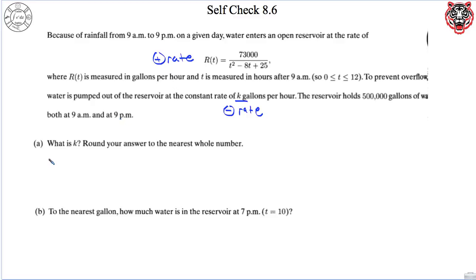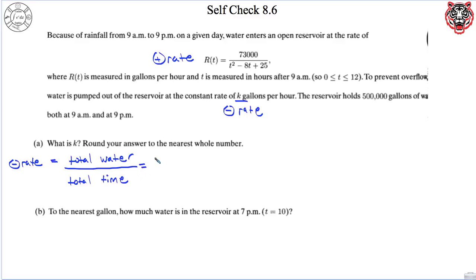So what we're going to do is we're going to find that K, this negative rate, so maybe I should just say the negative rate here, that's going to be equal to the total water that we accumulated divided by the total time that it took to happen.